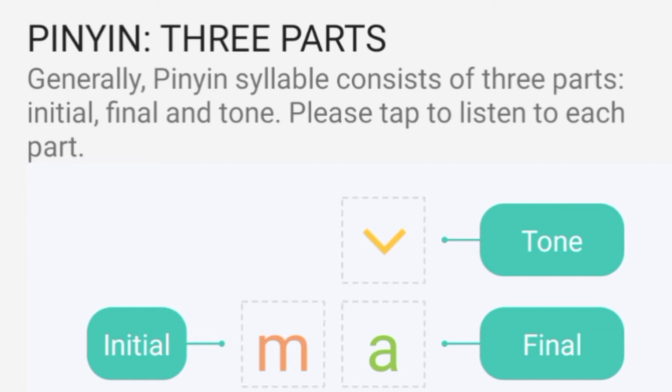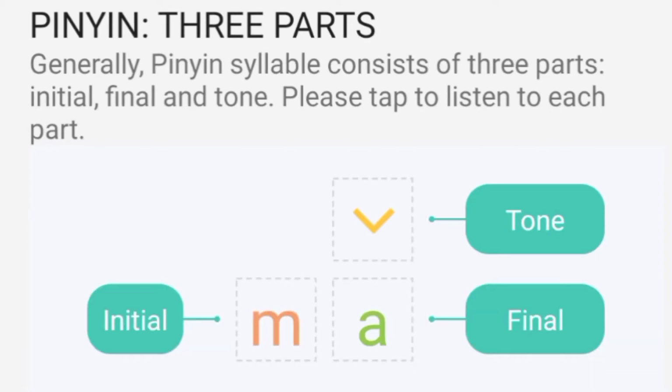Pinyin, 3 parts. Generally, a pinyin syllable consists of 3 parts: initial, final, and tone. Please tap to listen to each part. Initial, Mo. Final, A. Tone, Ma.